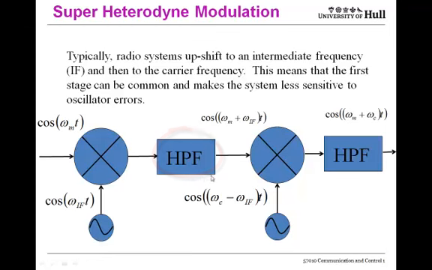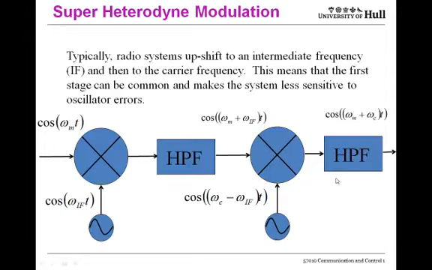Now this intermediate frequency is chosen so that all the filtering that goes on in here can be achieved with normal resistors and capacitor type components. So you choose the intermediate frequency to be convenient to you. Then the signal is upshifted again by multiplying by an oscillation at the difference between the carrier and the intermediate frequency. And so this upshifts from the intermediate frequency to the transmit frequency.